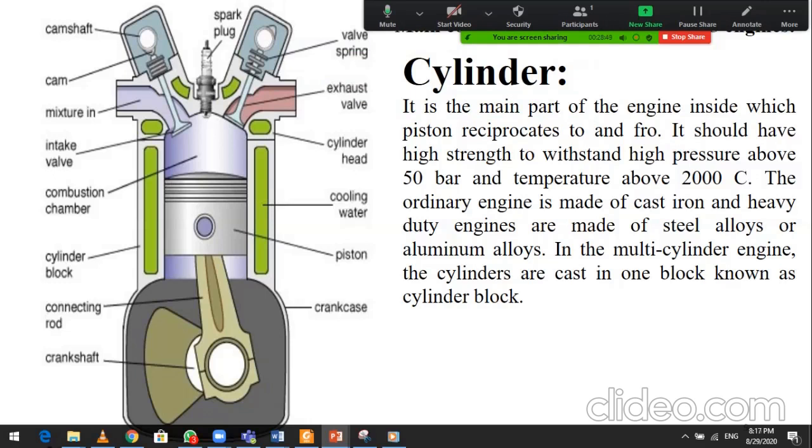It is the main part of the engine inside which the piston reciprocates to and fro. It should have high strength to withstand high pressure, about 50 bar, and temperature, about 2000 centigrade. The ordinary engine is made up of cast iron and heavy duty engines are made up of steel alloys or aluminum alloys.